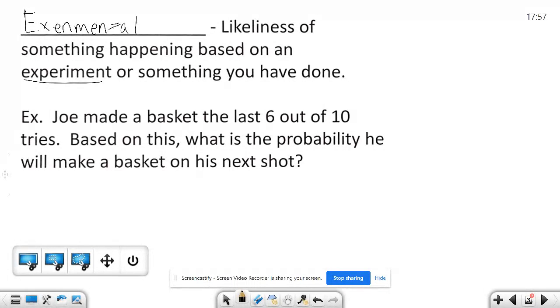Why is that T not? Okay, oh my God, that's not even spelled right. Okay, experimental.